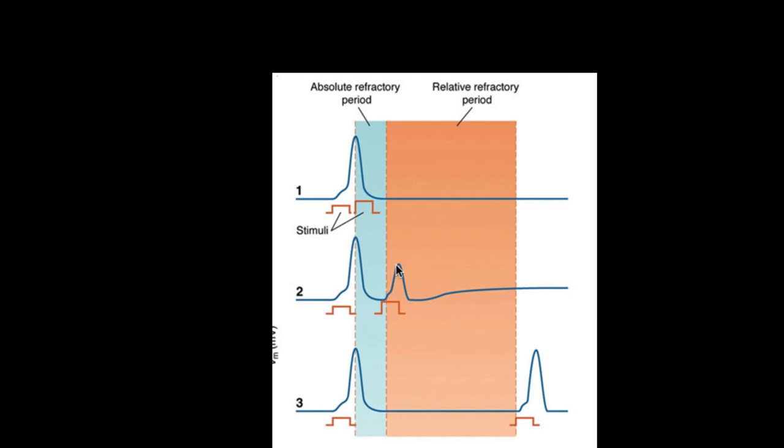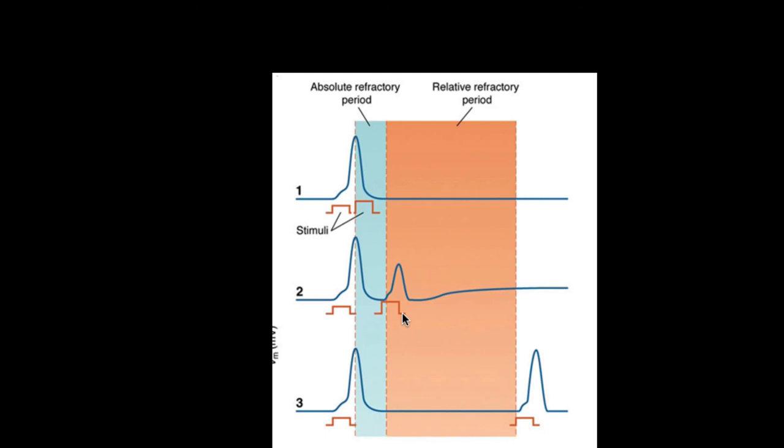But you are still getting that positive feedback loop. You're still opening everything that's available to open, and you have enough to get an action potential. It just ends up being a little smaller than a normal action potential. And during this relative refractory period, usually you need a bigger stimulus to create that action potential.